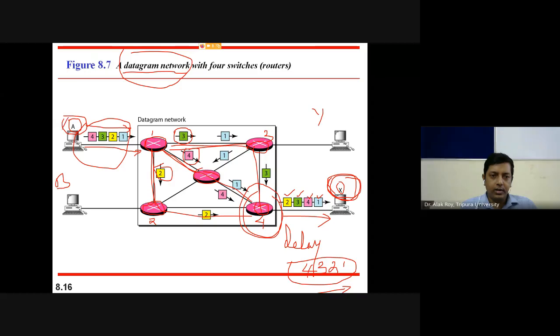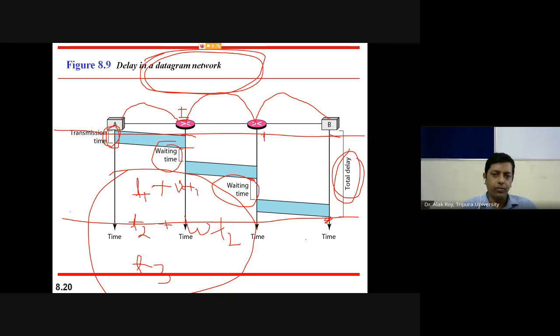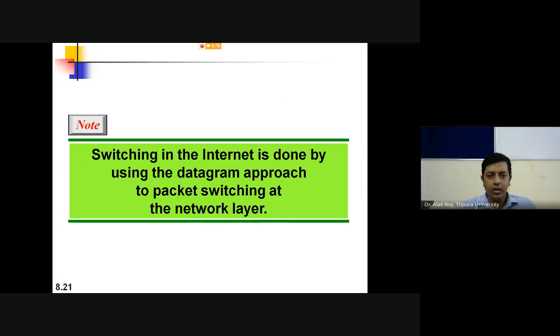For transmission from A to X, the destination is X, not the switch 1 address or switch 3 address or switch 4 address. So the destination address never changes, it remains the same during the journey of the packet. Switching in the internet is done by using the datagram approach to packet switching at the network layer.